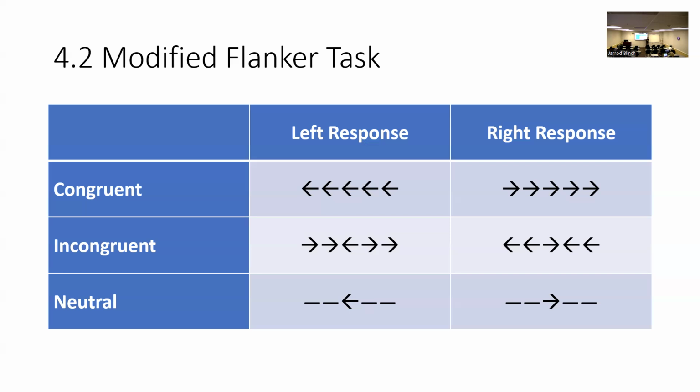And these are neutral, which are somewhat of a control, where these lines will still make it in, but they're not saying left or right. So they're going to be less distracting. You just need to focus on the middle and say, yep, I want to make a left response or a right response. And to be clear that this is not the same as the Erikson and Erikson flanker task, we always call this one the modified flanker task.